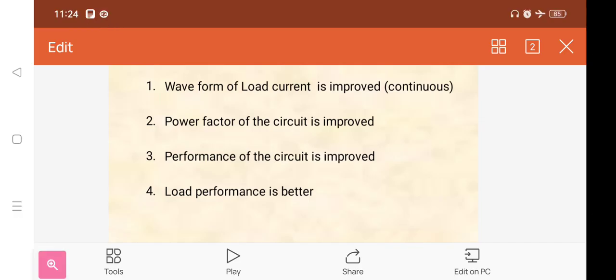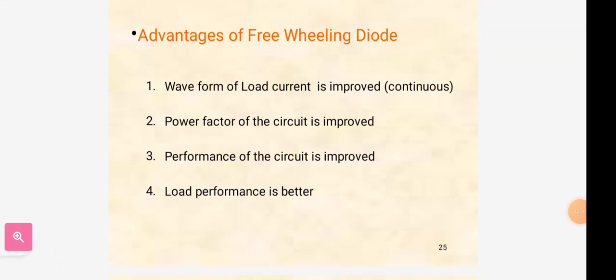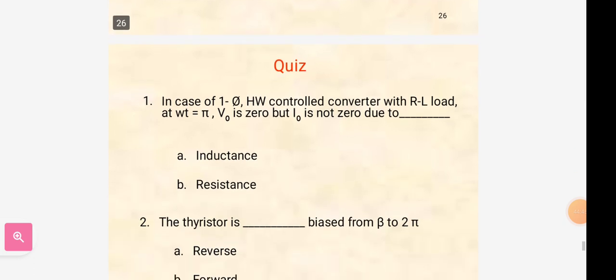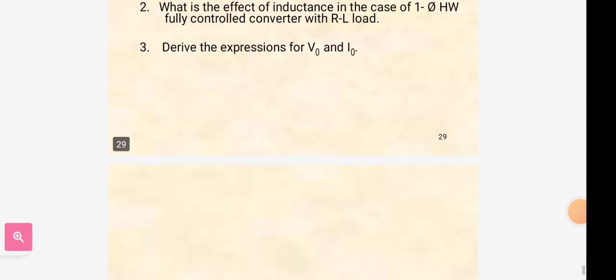So this is the class for working of single phase half wave controlled converter using RL load and RL load with freewheeling diode. So this is the class of today. We have a few quiz questions and frequently asked questions. So in the next class we are going to discuss the single phase full wave controlled converter using R load.